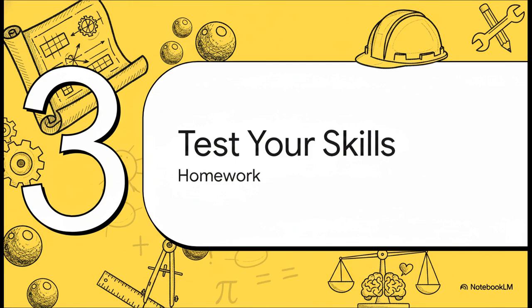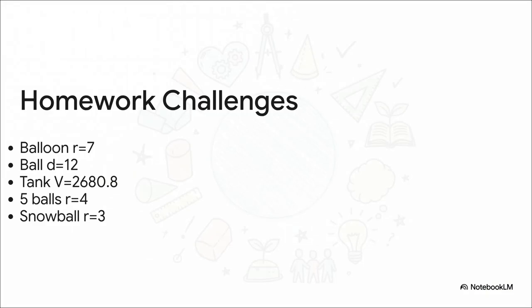Time for Section 3, Test Your New Skills. So, you've got the formula, you know how to spot the traps. Now it is time to test your skills. Here's a quick preview of your homework challenges. For question 1, you're calculating the space of a balloon with a 7-centimeter radius. Nice and straightforward, but look closely at question 2, a decorative glass ball with a diameter of 12 centimeters. Remember what we talked about, don't fall for the trap.